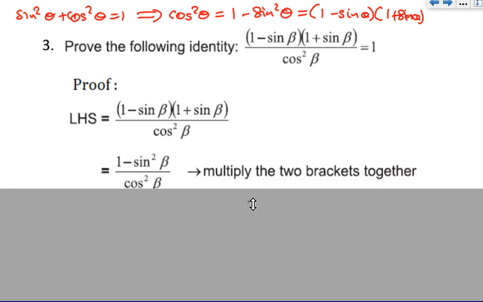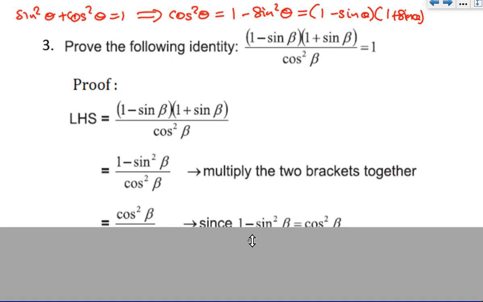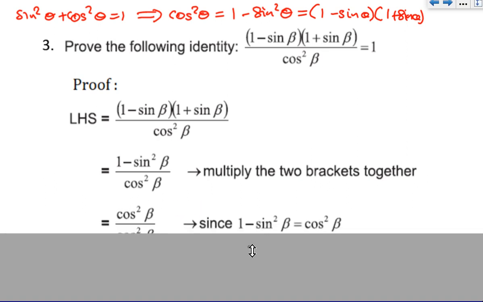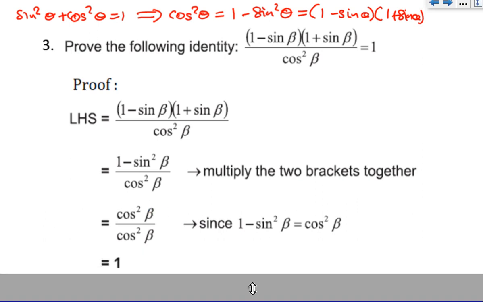They said multiplying the two brackets. Well, you don't need to multiply because you know it's a difference of 2 squares. So it's 1 minus sine squared beta over cos squared beta. And this is equal to cos squared beta because we explained this to you here. And they did it here as well. So you get cos squared beta over cos squared beta, and therefore it equals 1. Looks ugly, but the more you practice, the more you will learn.